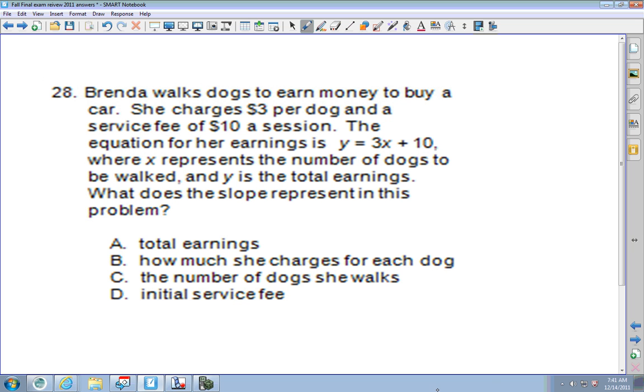Next, it says Brenda walks dogs to earn money to buy a car. She charges $3 per dog and a service fee of $10 per session. So here's the equation where X represents the number of dogs to be walked and Y is the total earnings. What does the slope represent? Well, first off, which number is the slope? The slope is this number, 3. What does that 3 match up with? Well, right here, it's $3 per dog. So your slope is how much she charges for each dog.